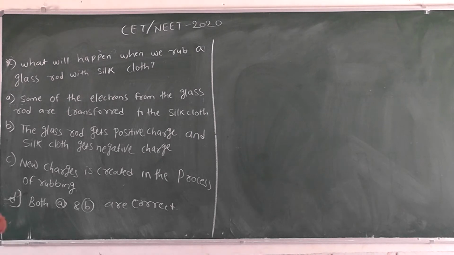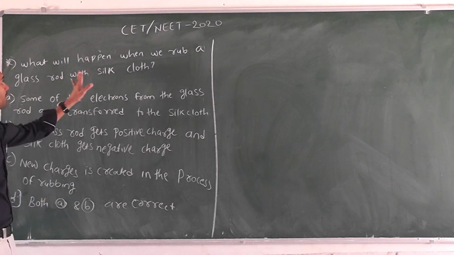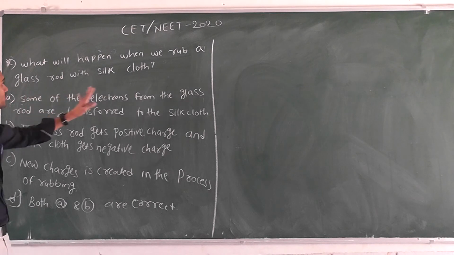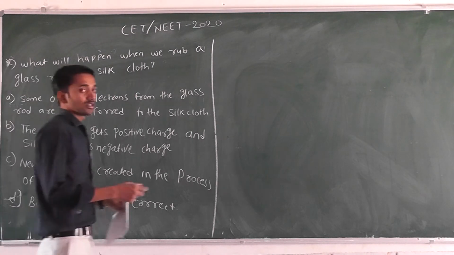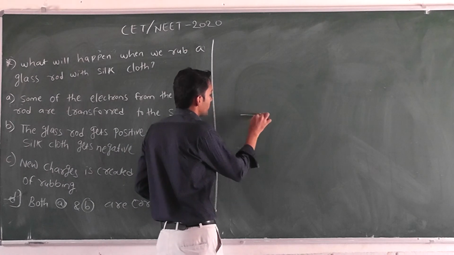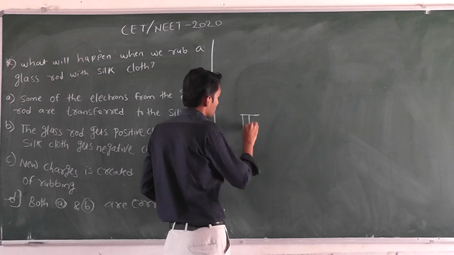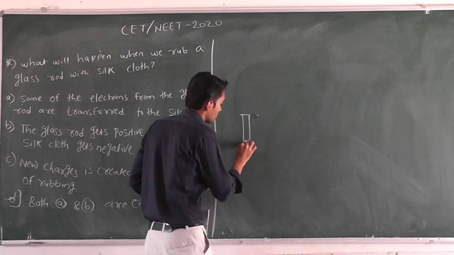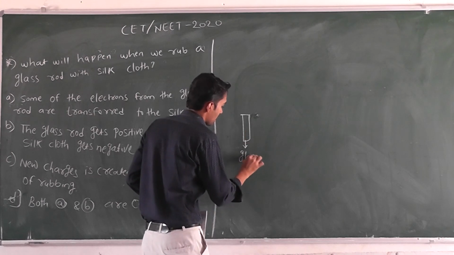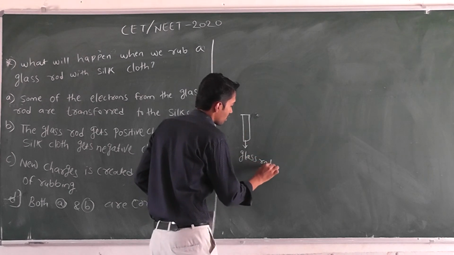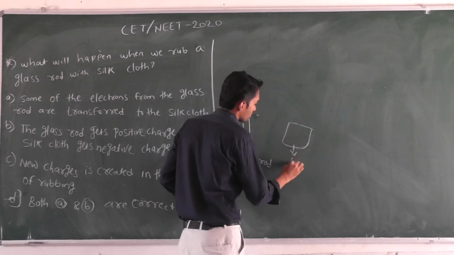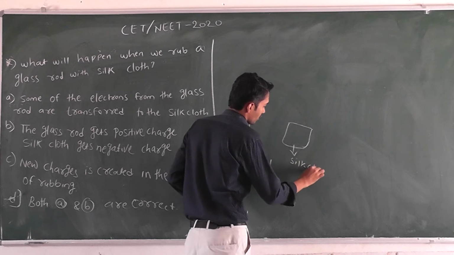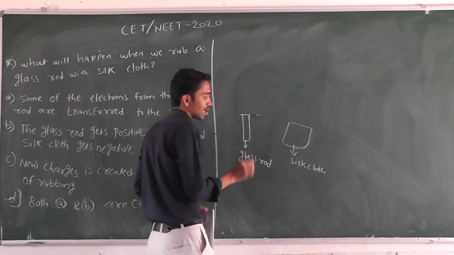Okay. The next question is what will happen when we rub a glass rod with the silk cloth? Before going to options, we have to take a glass rod and a silk cloth. Okay, this is a glass rod, this is a silk cloth.